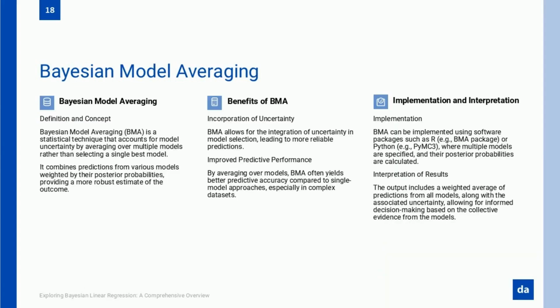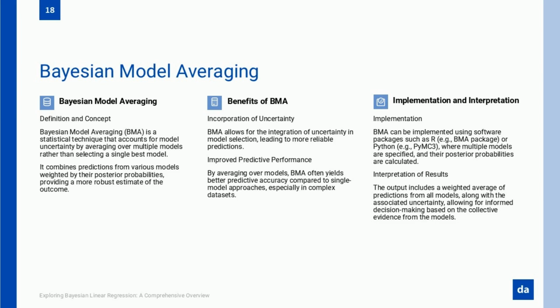In Bayesian analysis, we don't just estimate parameters, we can also account for uncertainty in model selection. Often we're faced with multiple competing models, each with different sets of predictors, and we need to decide which one is best. In traditional regression, we might use model selection techniques like AIC, BIC, or cross-validation to pick a single best model, but Bayesian statistics offers a more elegant approach, Bayesian model averaging, BMA.